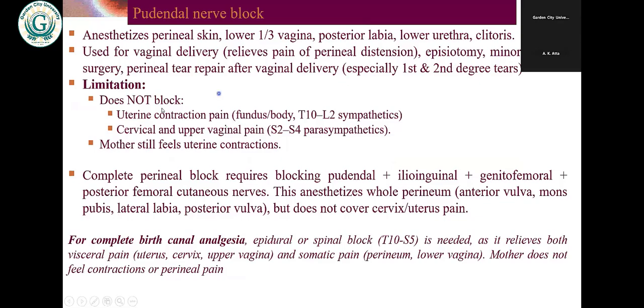It does not block uterine contraction, because for uterine contraction you're looking at the T10 to L2 segments of the spinal cord. So when you do a pudendal nerve block during vaginal delivery, you are still going to feel pain. That is coming from what? Uterine contraction.